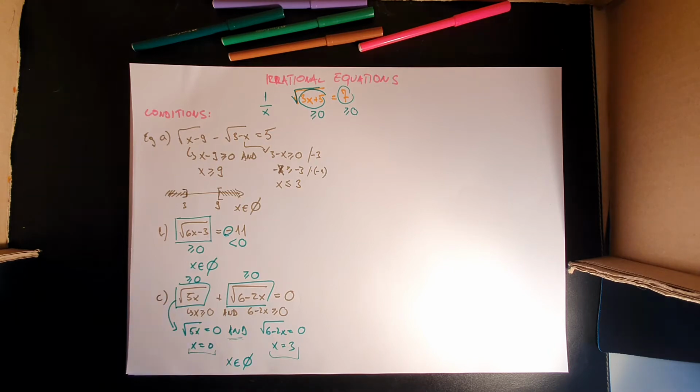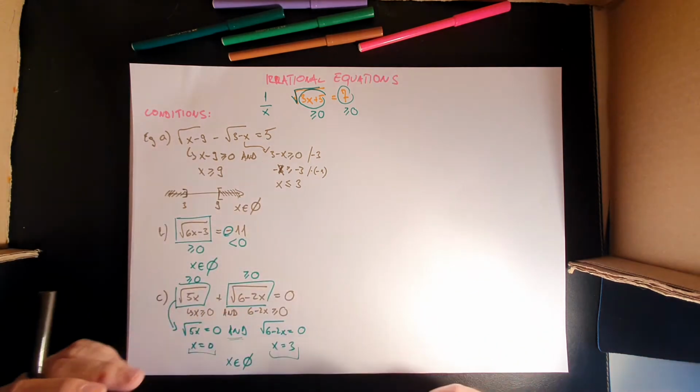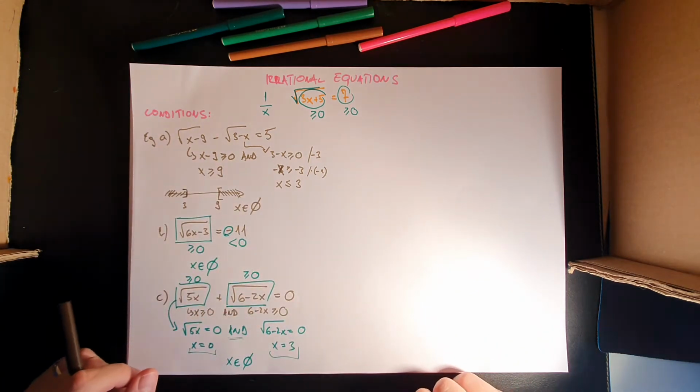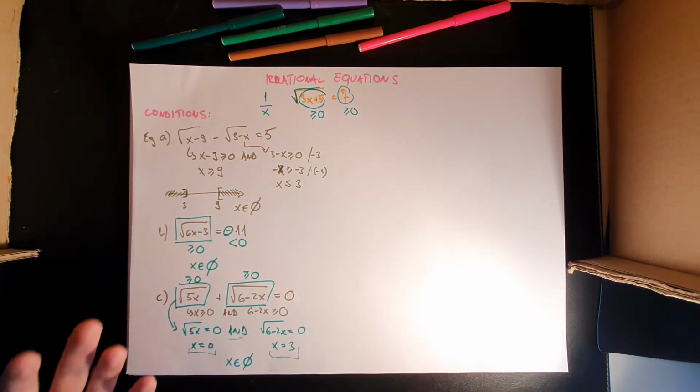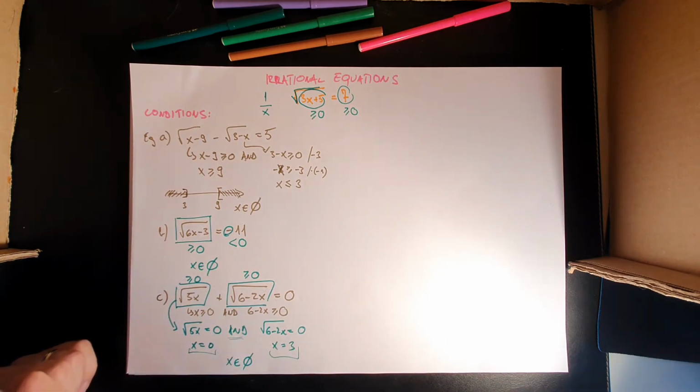And we're going to see a couple of different types of irrational equations, different situations, and we're going to see whether we are always going to get a solution. Maybe one solution, maybe no solutions, maybe multiple solutions. So let's see what's going to happen. Let's start with task 1.